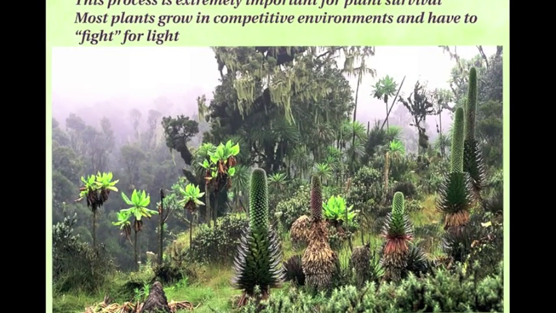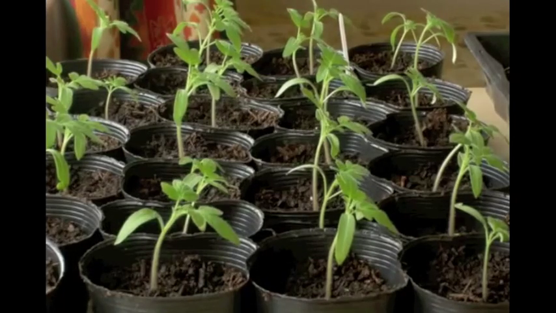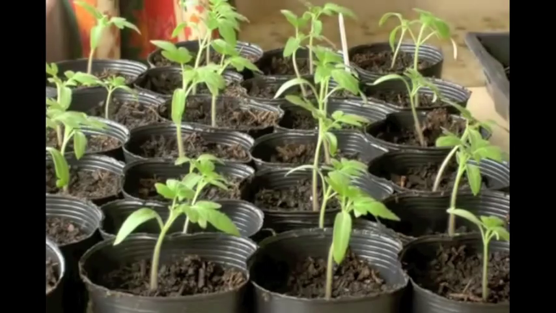This mechanism is extremely important for plant survival. Most plants grow in competitive environments and they have to fight for the availability of light. In this next segment, we will show you a time-lapse of young tomato plants that are following the light throughout the day in order to obtain their best position for light absorption.